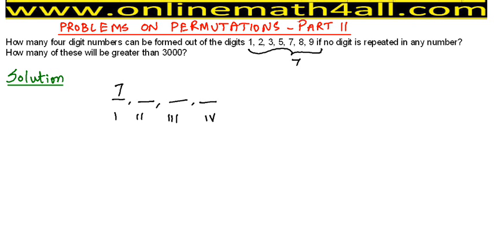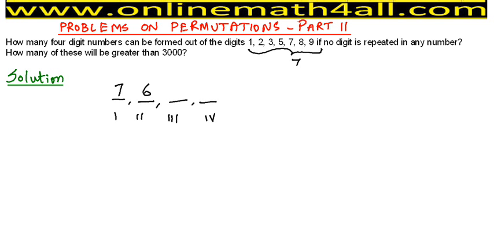Even though we have 7 options for the first blank, we are going to fix only 1 digit out of the given 7 digits. So we have 6 digits remaining for the second place, because 1 digit has been fixed at the first place. So we have 6 options for the second blank.